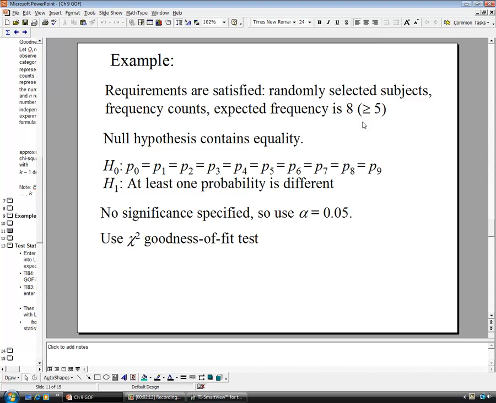Now our null hypothesis is that all the proportions are equal to each other. In essence, we don't have any single greatest proportion in there, or single worst for that matter. The alternative hypothesis is that at least one probability is different. If at least one is different, then this fails. We weren't given a level of alpha, so we're going to use 0.05. And this is a chi-squared goodness of fit test. There's only one factor, and all of the requirements have been met.